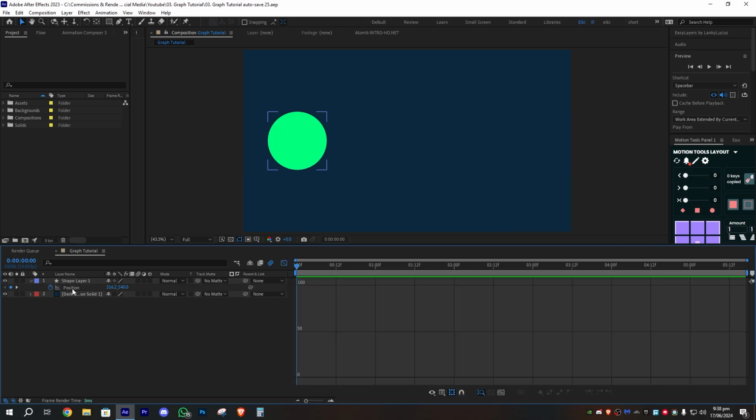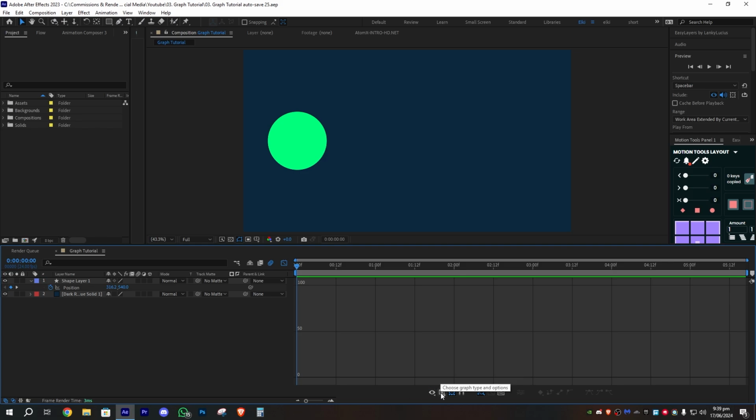Before we dive into the different types of graphs, I'm gonna quickly give you a tour of the different tools that you can see on the bottom of the graph editor. The first one is choose which properties are shown in the graph editor. You can toggle between only the selected properties, or if you want to see every single property that is animated, and this one as well. I don't know what this one does, so I'm gonna leave it as it is for now.